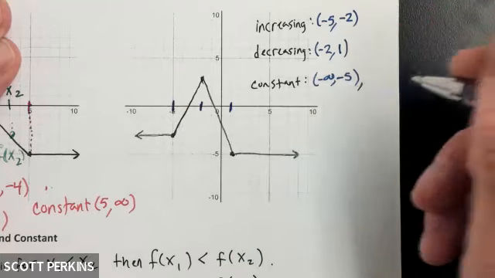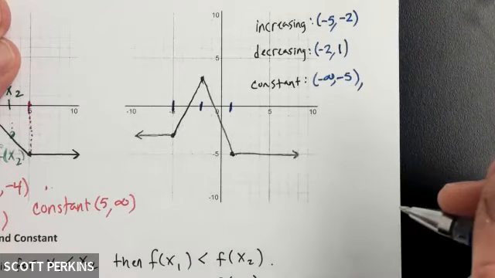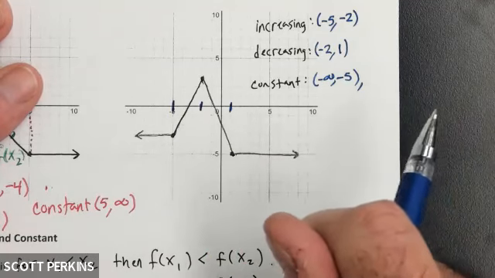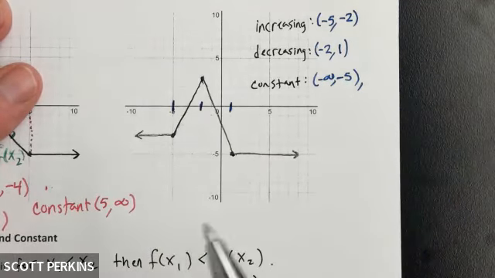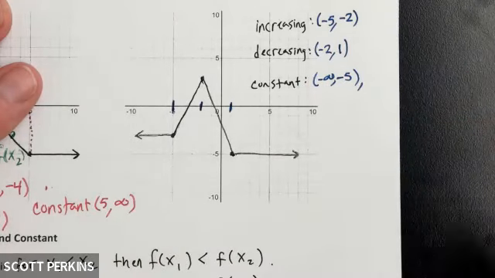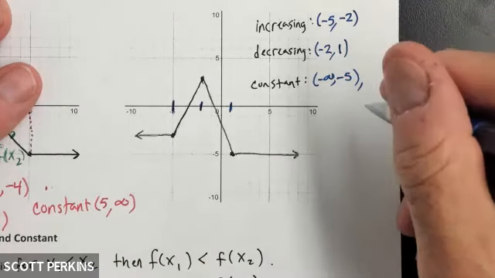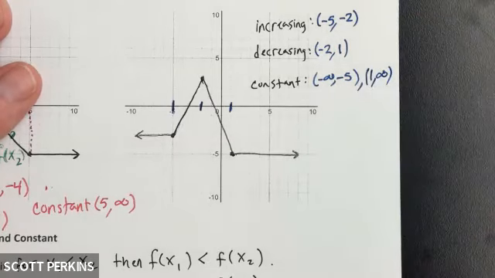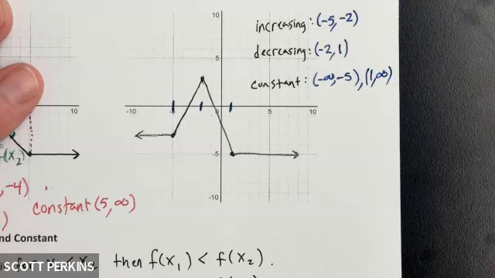So again, I'm going to use a comma. We don't use a union. We only use union for the intervals when it's domain and range, because domain and range are all one thing. For increasing and decreasing, these are all separate intervals. That's why we use a comma here. So then it's constant from 1 to infinity, and there we go. A little better? Doing okay?